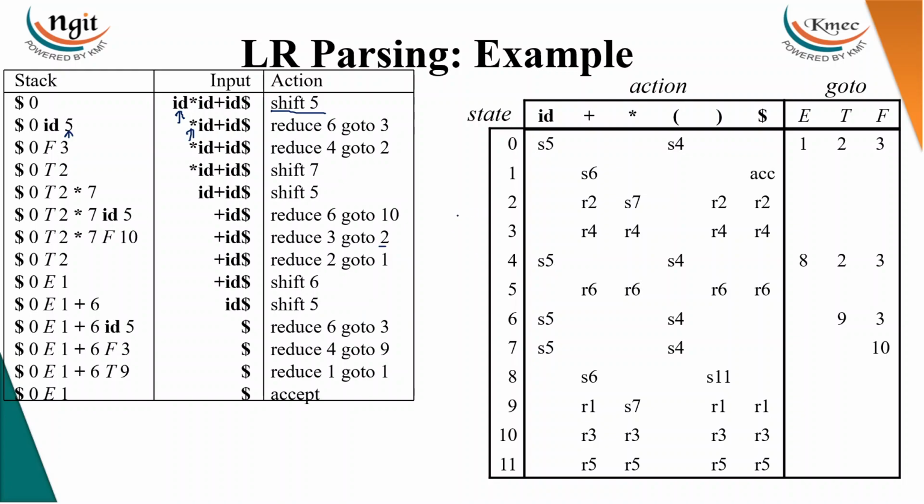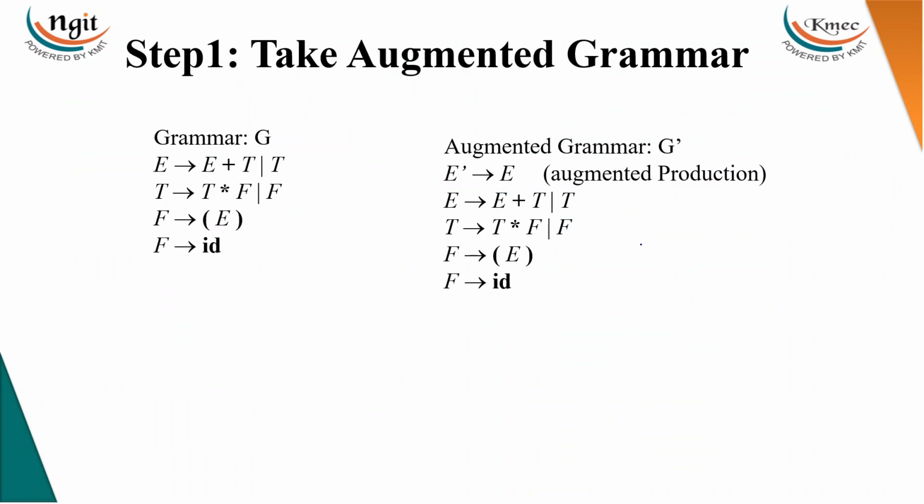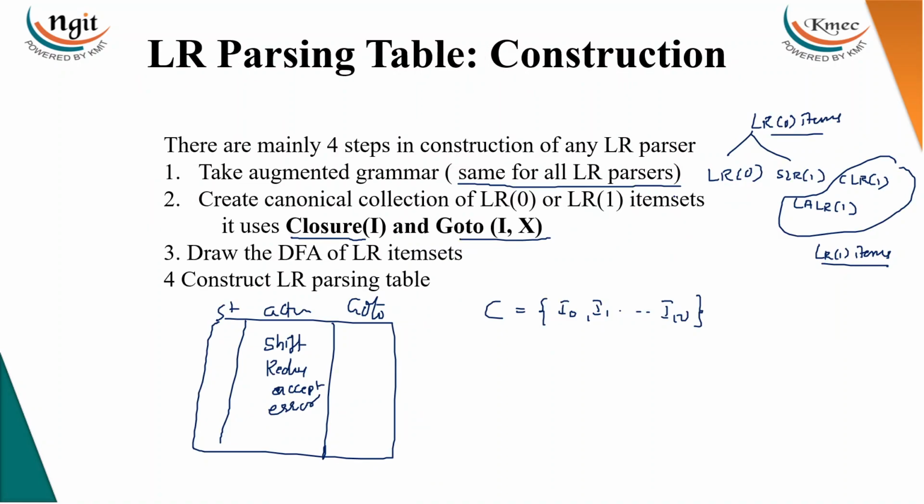If you have any doubts in parsing also, once we are done with the table, all your doubts will be clarified. So let me go with this. Step 1. I'm repeating that all these steps are the same for the table, drawing the DFA, only goto and closure are different. And what are the differences in each and every parser? Of course we have some differences, which we'll discuss.